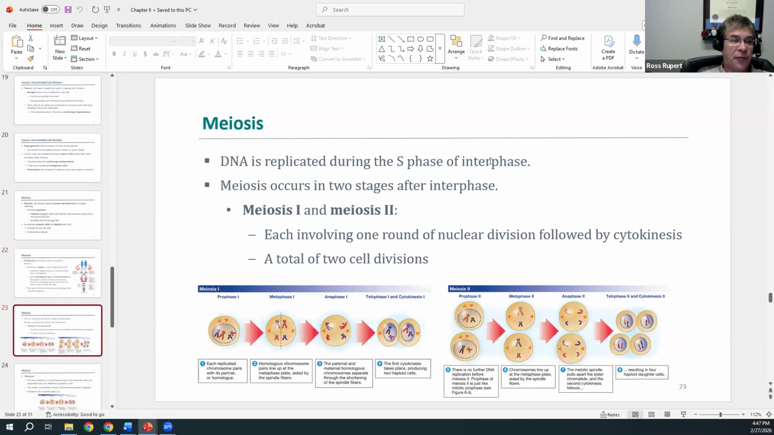DNA is replicated during S phase in meiosis, and then we have two stages, meiosis 1 and meiosis 2. But the good thing is they involve the same phases of PMAT. It's just that it's prophase 1, metaphase 1, and then when you get to meiosis 2, they're now called prophase 2, metaphase 2, etc.